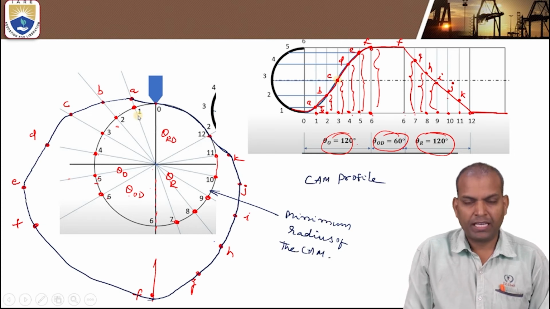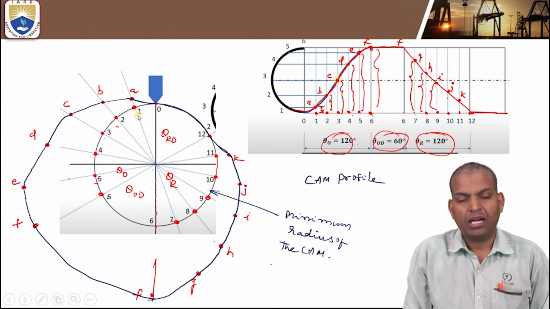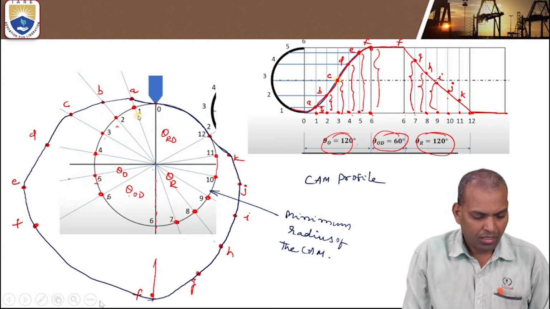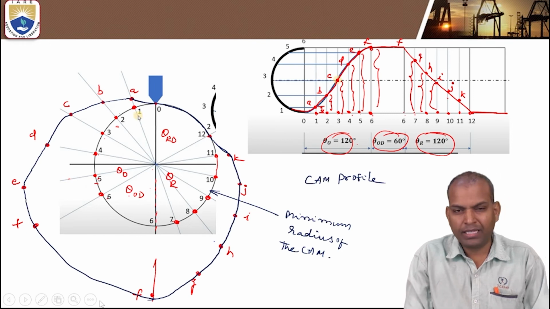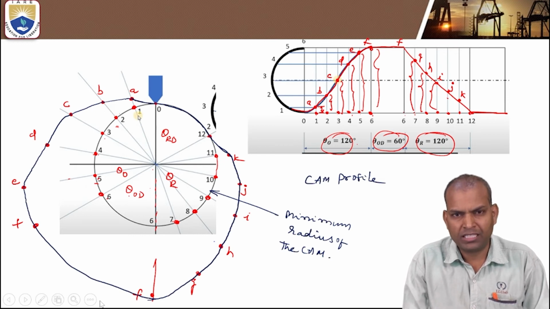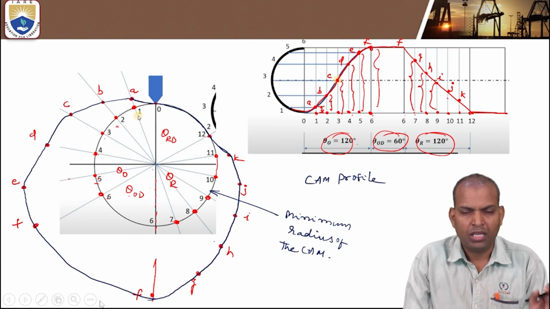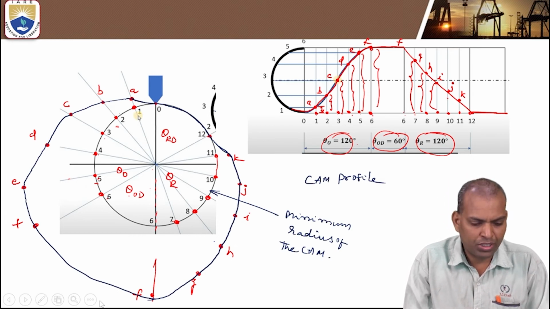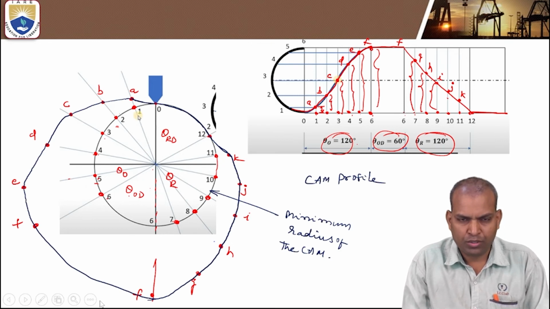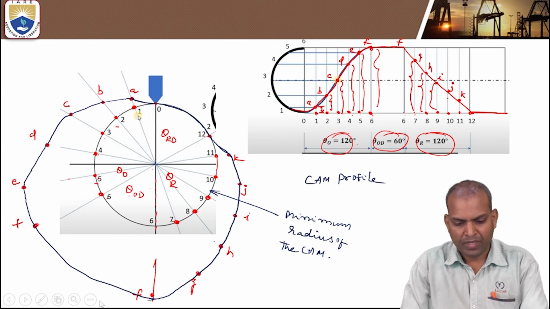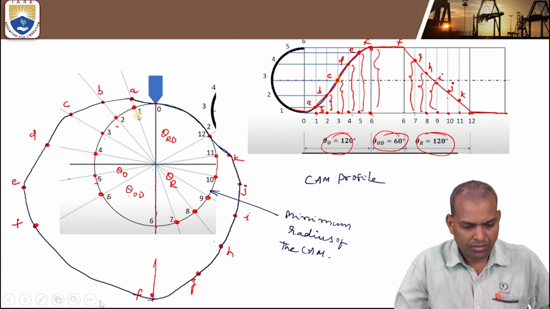The minimum radius of the cam is the reference. From that reference, we have drawn the cam profile. Now we can see the shape of the cam. In earlier sessions, what you have drawn was for complete uniform velocity during return stroke and outstroke, or complete SHM during outstroke and return stroke. If we compare with this cam, here during outstroke it is simple harmonic motion, and during return stroke the motion of the cam is uniform velocity.